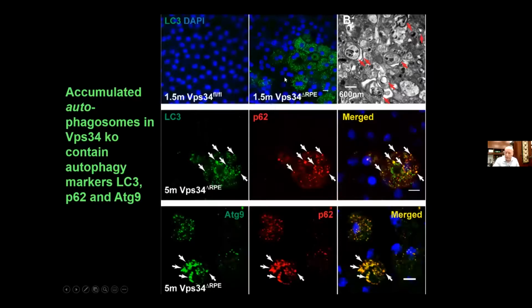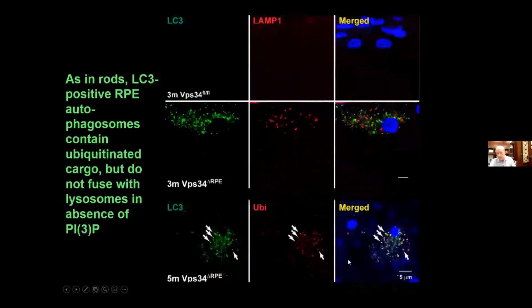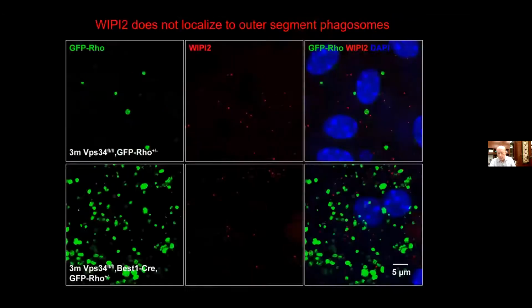Now in these VPS34 knockout RPE cells, in addition to the accumulated phagosomes, we also see accumulated autophagosomes, which are distinct from the phagosomes by their staining with LC3, P62, and ATG9. So they have all the classical hallmarks of autophagy in the absence of PI3P. And so you can easily distinguish them from the phagosomes. And they also contain ubiquitinated cargo. And again, as in the knockout rods, they do not fuse with the lysosomes.